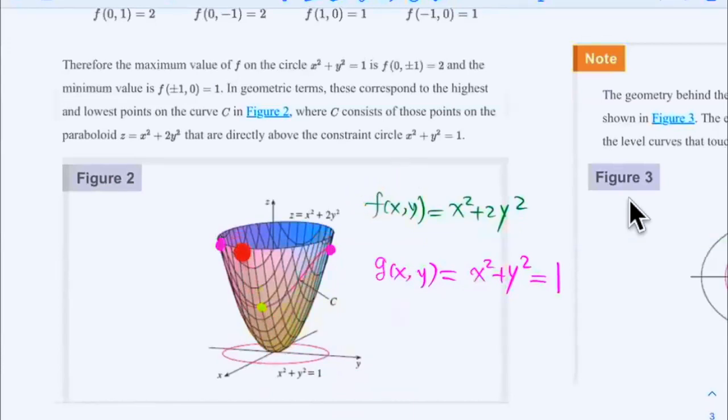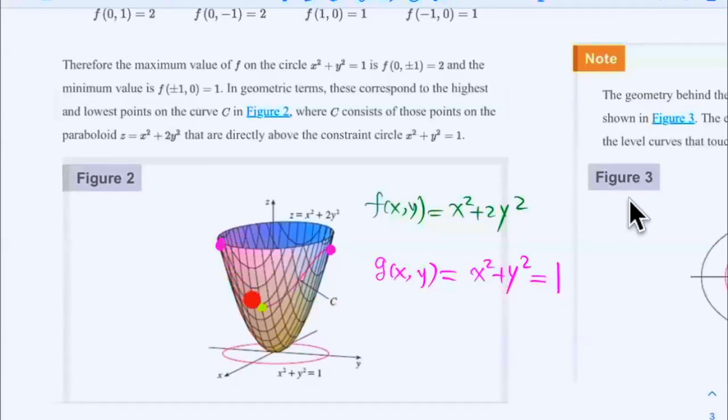This surface is a graph for this function. And when you project this circle, x squared plus y squared equal 1, onto the surface, you see this curve over here. You cannot see the back, but imagine it's a closed curve. It's projected up. You see that? And we're trying to find the maximum of this function f that satisfies this constraint.